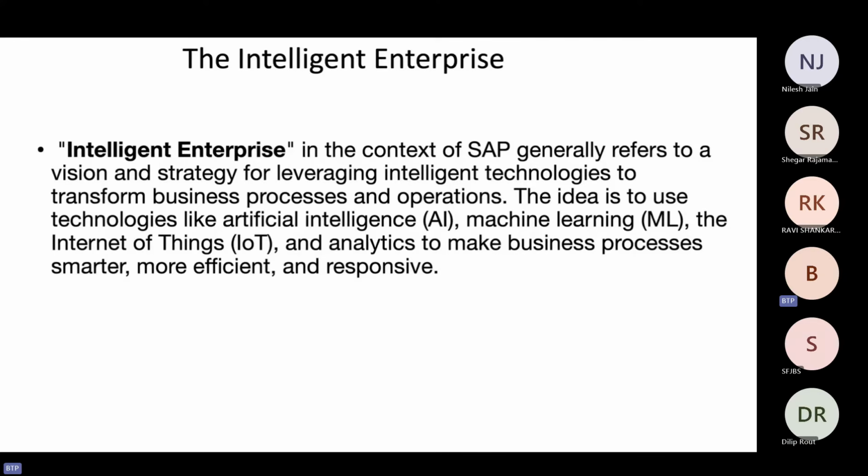So basically you are creating an enterprise application which is quite intelligent to leverage your business process and operation. And that is what the SAP strategy is, the vision. The whole idea is to make your application and your business process quite intelligent using artificial intelligence, machine learning, Internet of Things, and analytics, to make your business process smarter, more efficient, and responsive.